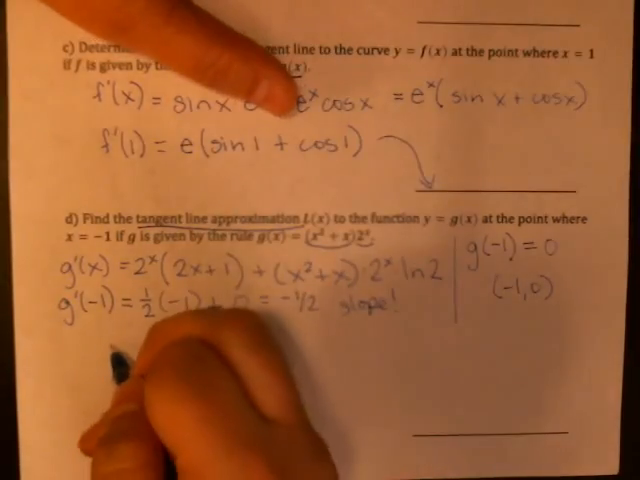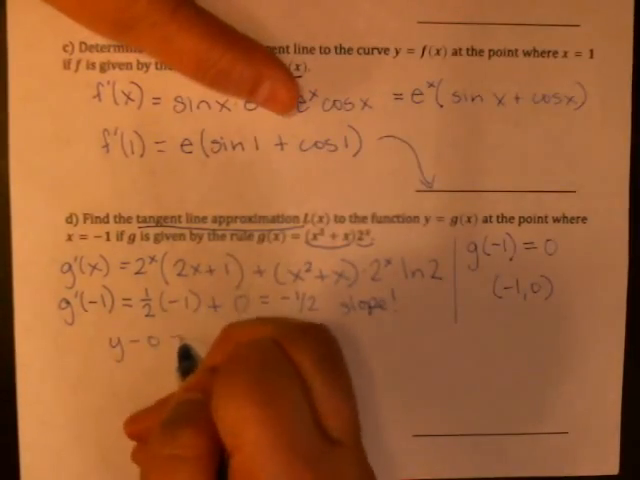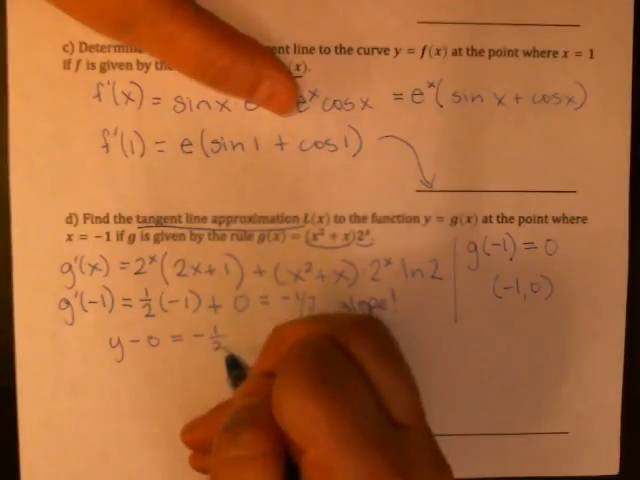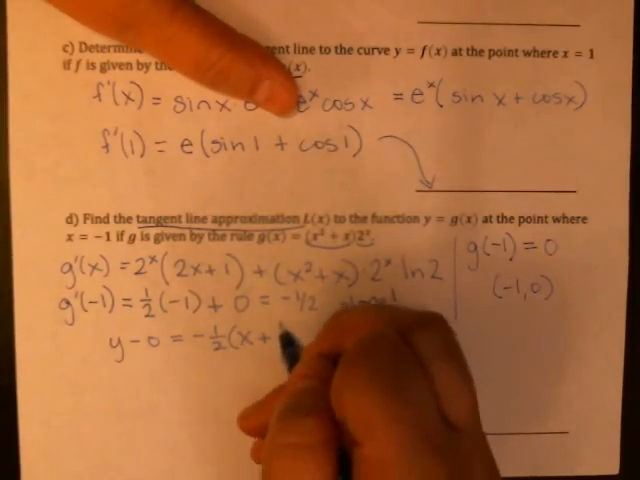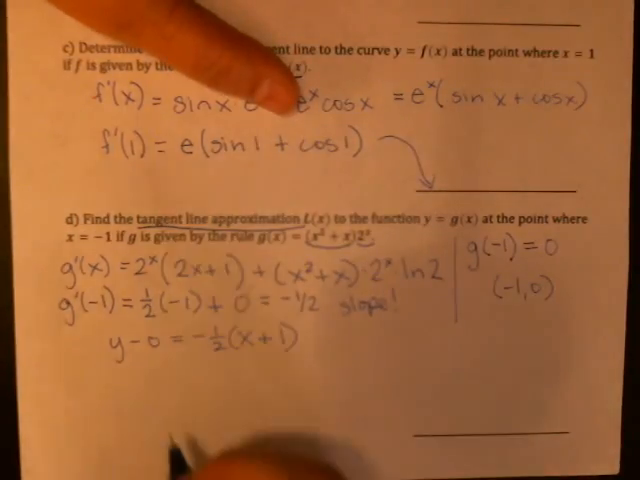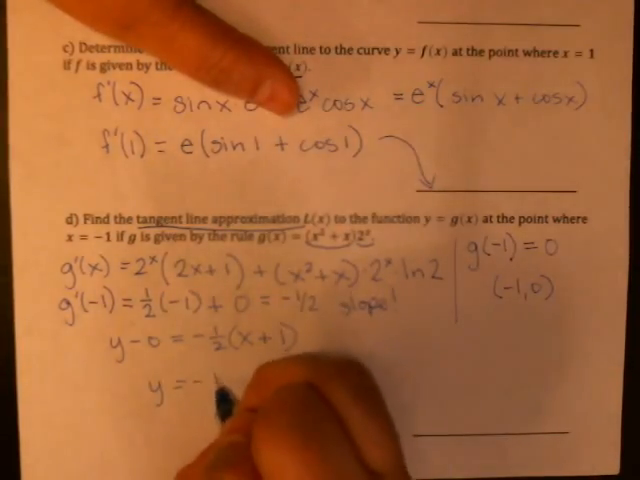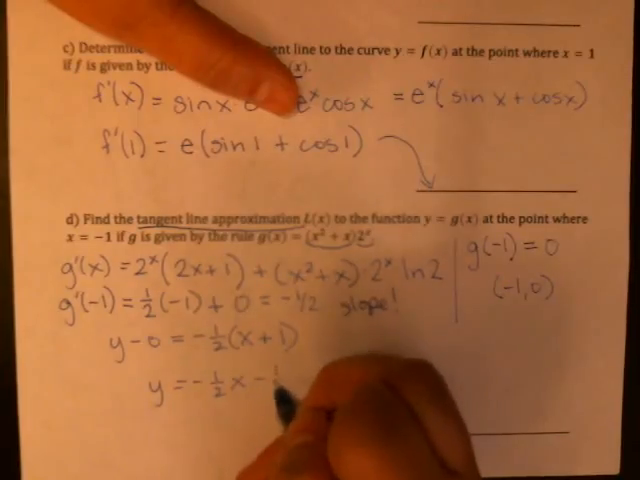Okay, so if we put it all together, y minus 0 equals our slope, -1/2 times x minus -1, which is an x plus 1. So y equals -1/2 x minus 1/2.